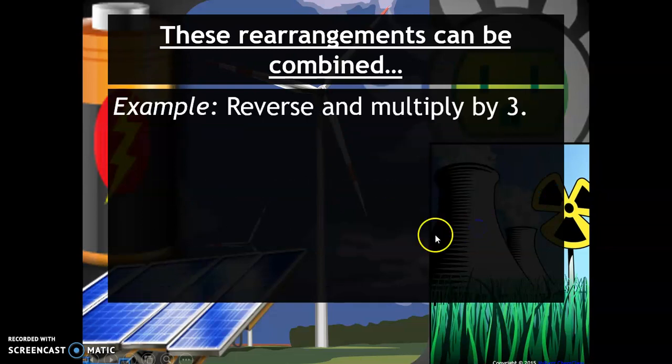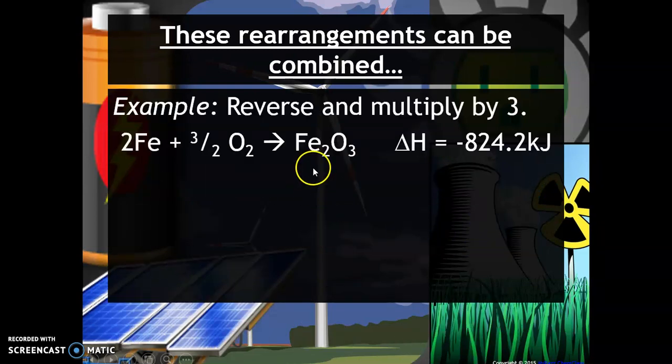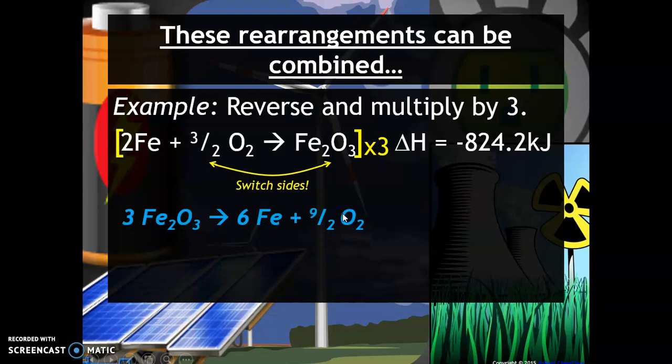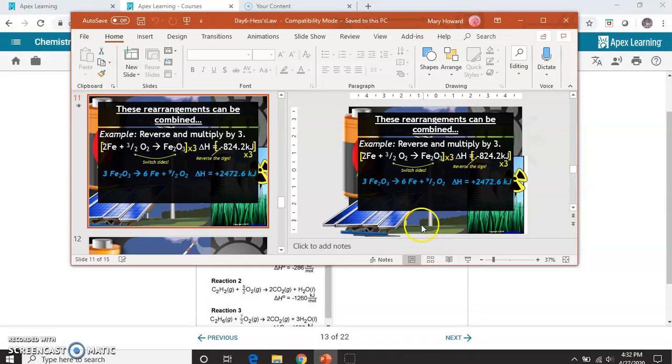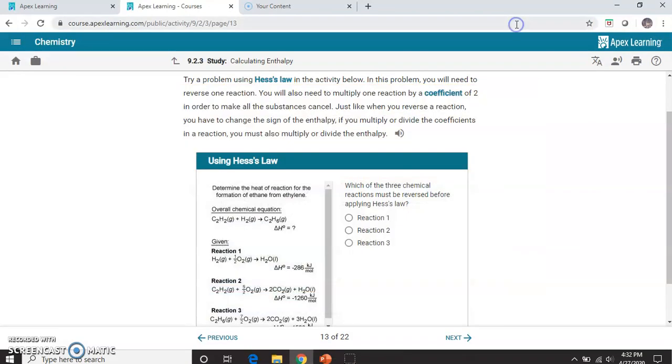And you can combine them. You can reverse and multiply by 3. Say I wanted to flip it over, reverse this, switch sides, and times it by 3. You can do a whole bunch of combinations. Reverse the sign, times it by 3. It all can be combined. So, going back to this.